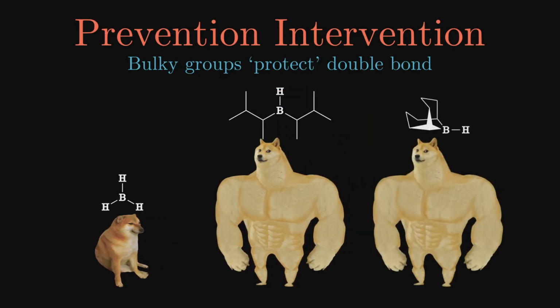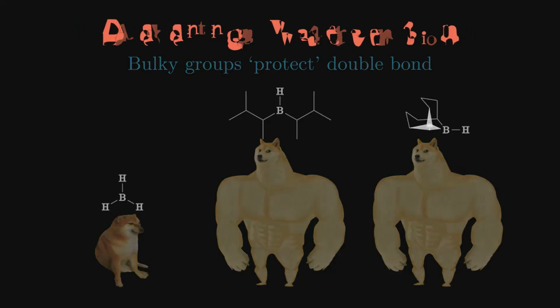But there is another swole doge we can use instead. This one, known simply as 9BBN, has the same effect as the other. These bulky boys prevent the unwanted reactions.